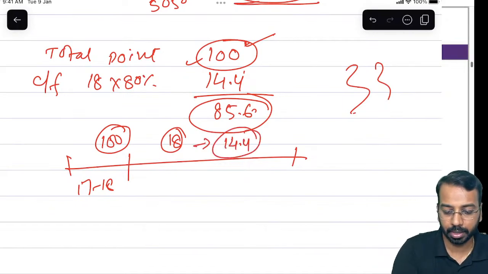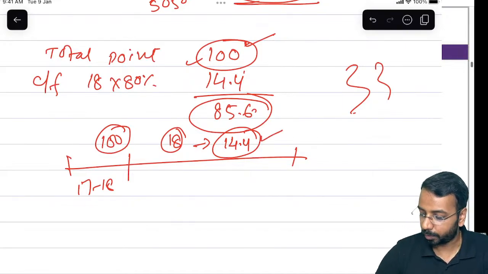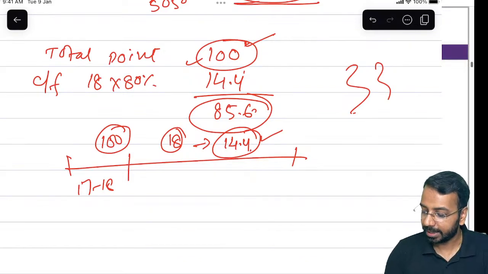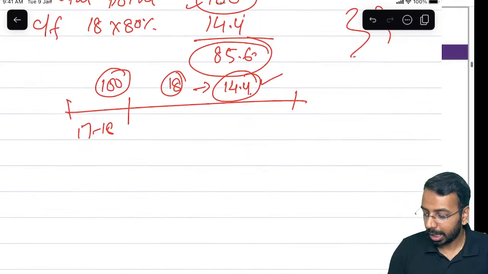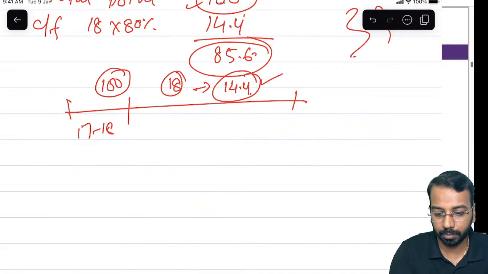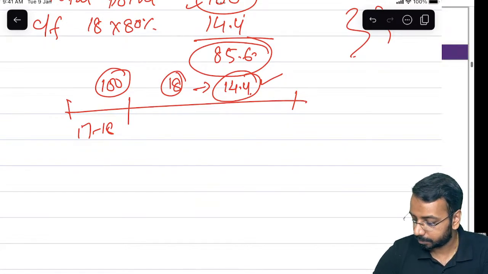I think I have done it correctly. 14.4 is to be carried forward. 14.4 will be redeemed next period. Now, how many points have lapsed? 18 minus 14.4, 3.6 are lapsed.